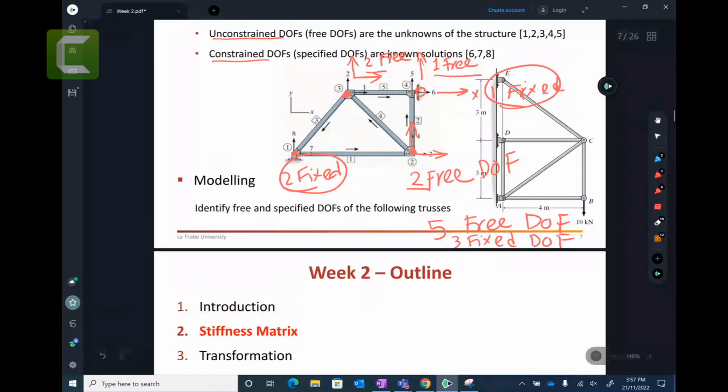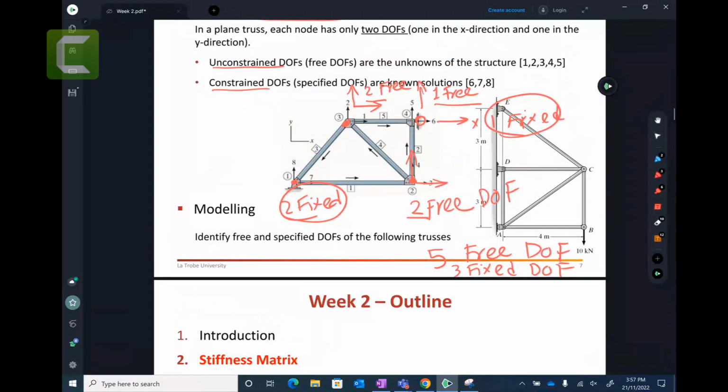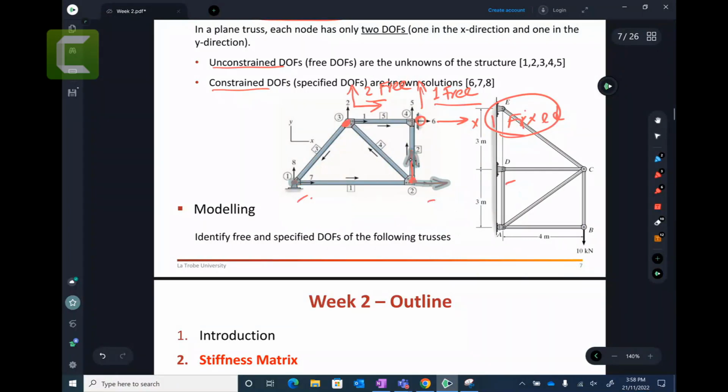Right? So therefore, we have 5 free degrees of freedom and 3 fixed degrees of freedom. OK, so you with me, right? Total 8. And out of 8, 5 are free degrees of freedom and 3 are fixed degrees of freedom. Fixed degrees of freedom are known degrees of freedom, which are 0, and free degrees of freedom are unknown, which we need to find. Now, I hope you understand that.